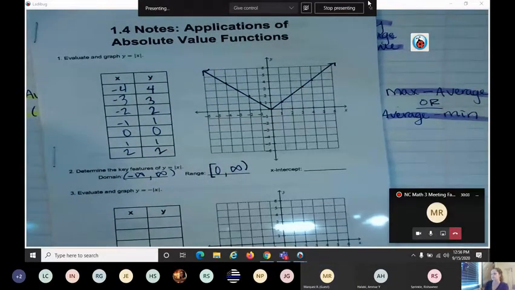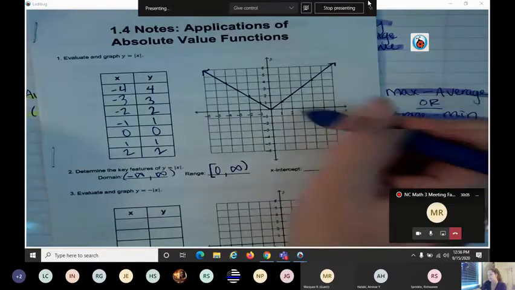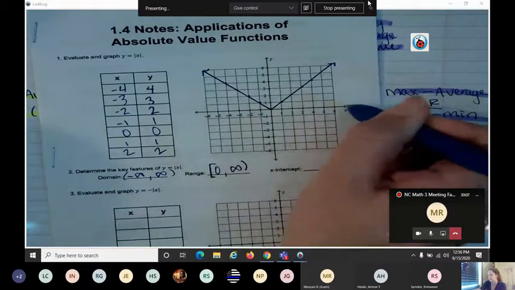Okay, and then my x-intercept is where it intersects the x-axis. So the x-axis is this axis right here.